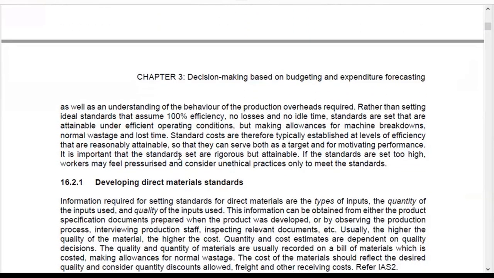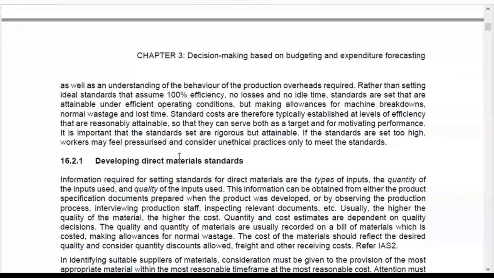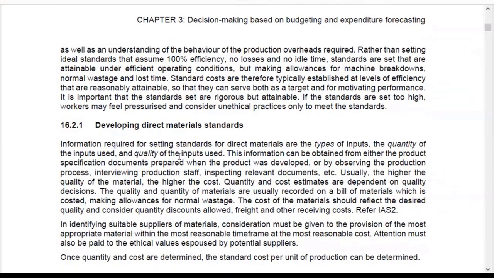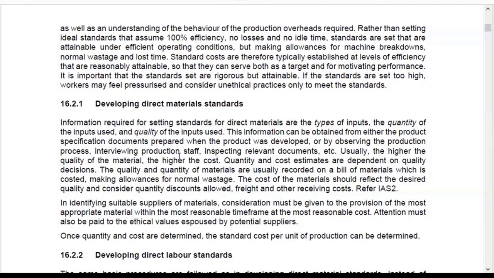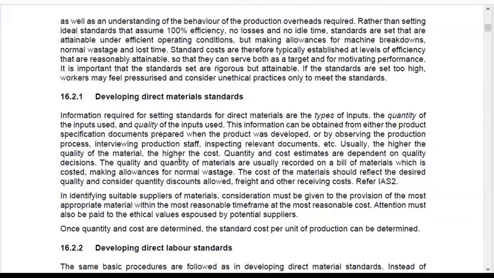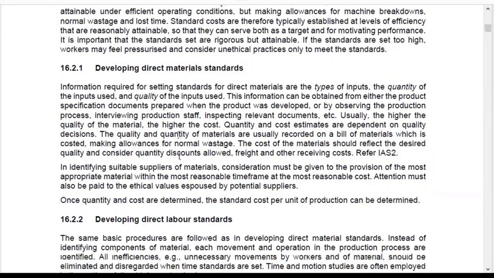It was a bit of theory, and also different from process costing. But it's very important that you understand the basis of why do we budget, because then it gives you a nice footing, a nice introduction as to what standard costing is all about.